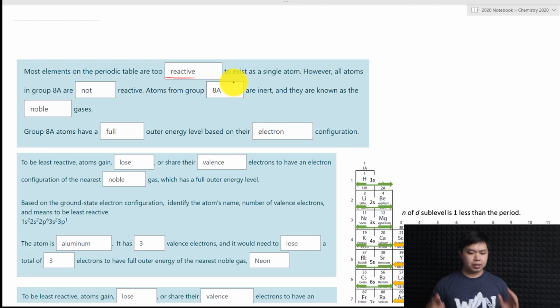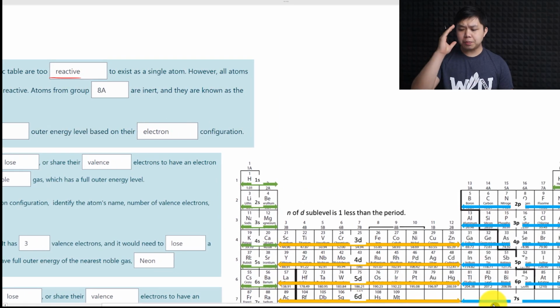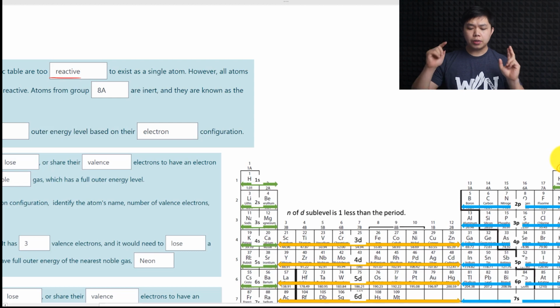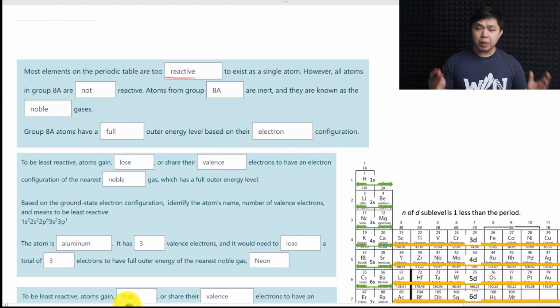Now, let's look at this. If we look at the periodic table, we learn that there is one particular group that's considered to be stable, and this group is known as group 8A. Now, this group has a special name. It's called the noble gases. They are not reactive at all, and the specific term for it is inert. Another better term is noble gas.